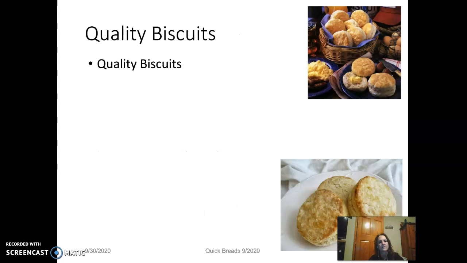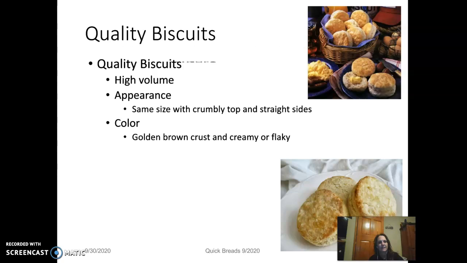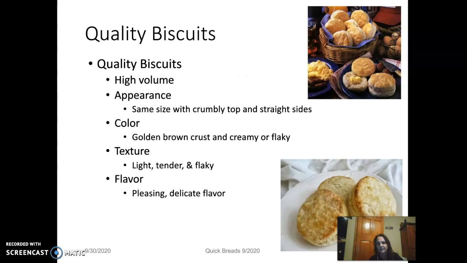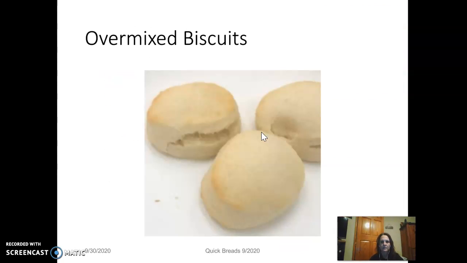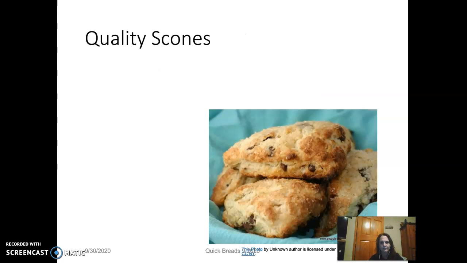So quality biscuits, here's the appearance. High volume, color is golden, texture is light and tender and flaky, and the flavoring is pleasing and delicate. So that's what makes a quality biscuit, and you can see the examples. Overmixed biscuits will look like this. You notice it's a smooth appearance, it didn't brown very well, it didn't raise, and they were quite tough.